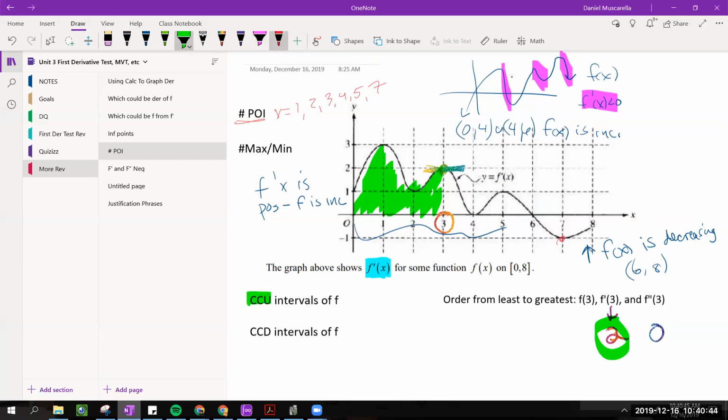Oh, yeah, I get it. So if we had to order those from least to greatest, we would have f double prime of 3 less than f prime of 3, which would be less than f of 3. There's definitely going to be one like that on your test. It really makes you think a little bit. All right, so the second derivative is going to be the horizontal tangents of the first derivative graph. You got it. Perfect.